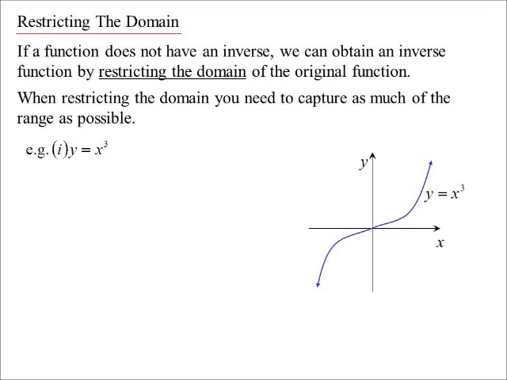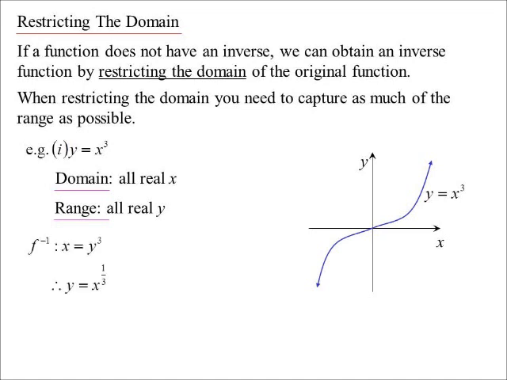So let's again draw up that beautiful, there it is, y = x cubed, lovely curve. We know the domain of that curve is all real x and the range is all real y. In hindsight, I'm thinking this wasn't a good example. We're going to invert it. So now we have y = x to the power of a third. Look what happens to the domain and range. They swap.